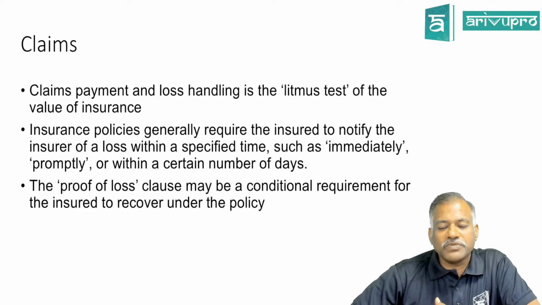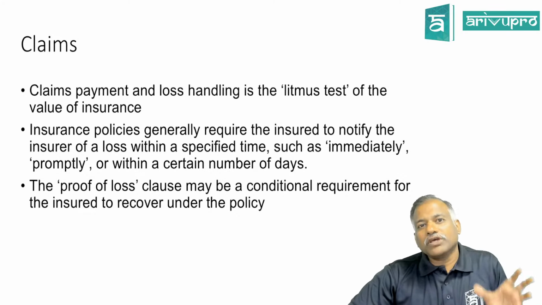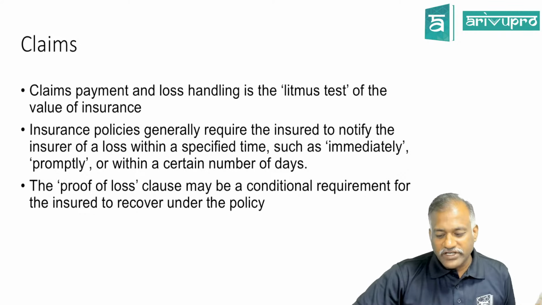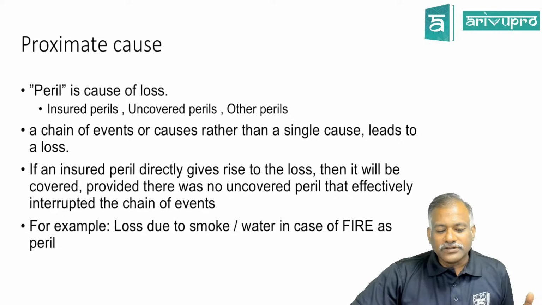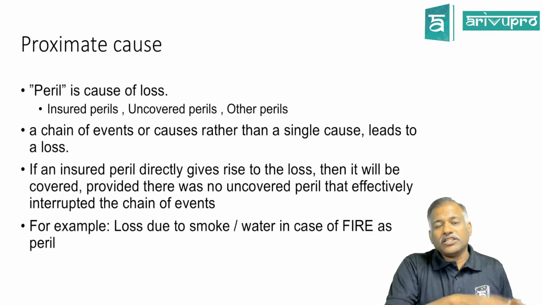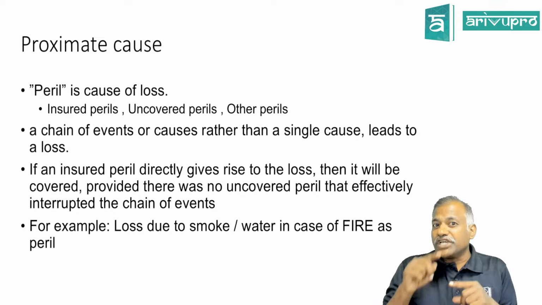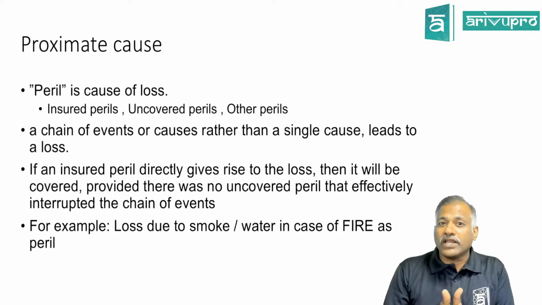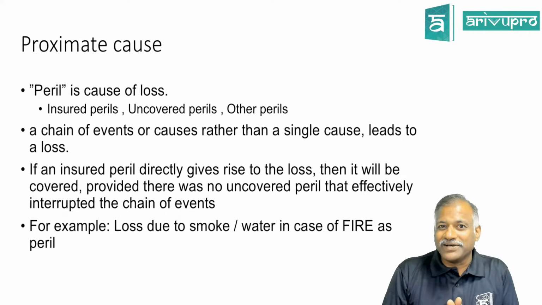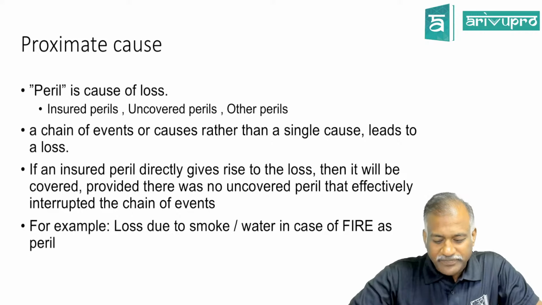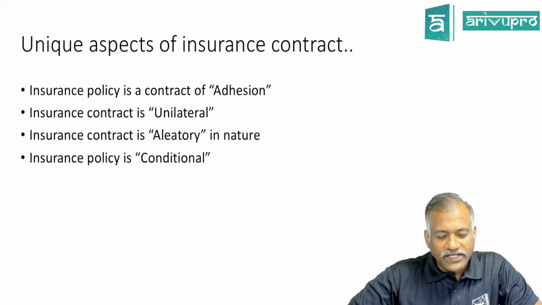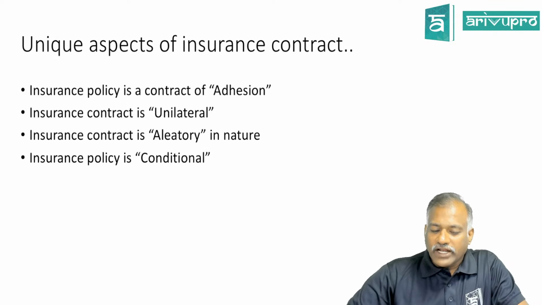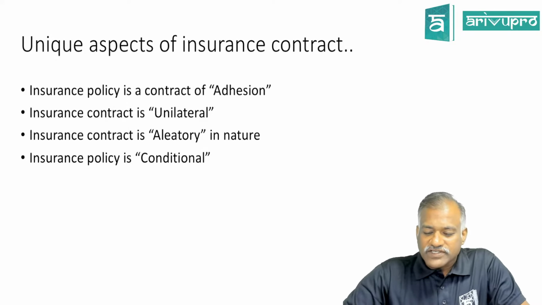Then we discussed about claims being the litmus test, because the entire insurance is about the claims. If I cannot get the claim settled, the entire process of doing the risk management is a futile job, right? Then proximate cause, we saw peril, hazard, and in the proximate cause, we looked at the chain of events. And the chain of events, if the chain is broken, most important in the proximate cause, if the chain is broken by an uninsured peril, then the losses may not be compensated. And then we looked at the various unique aspects of insurance contract, wherein we saw about adhesion, unilateral, aleatory, and conditional. So this is what we discussed in the last.